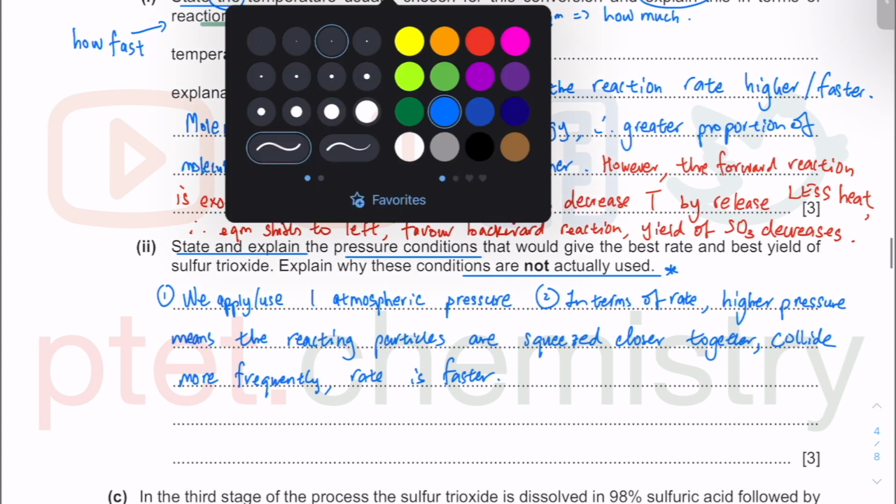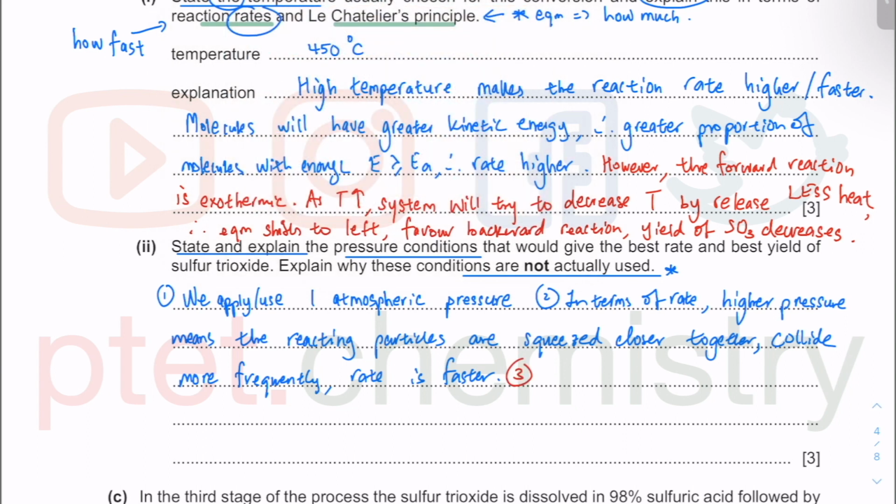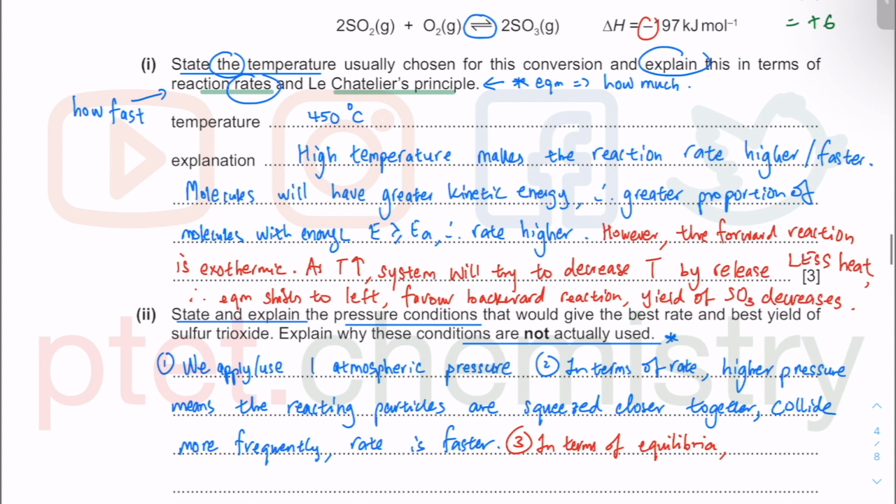Okay, however, in terms of equilibrium, it's basically Le Chatelier's principle again. So we count the total number of moles of gases. We have to look only at the gases on the left and on the right. 2 moles of gas plus 1 mole of gas, so 3 moles of gases. A lot of students just state 3 moles on the left and 2 moles on the right. It should be 3 moles of gases on the left, 2 moles of gases on the right.